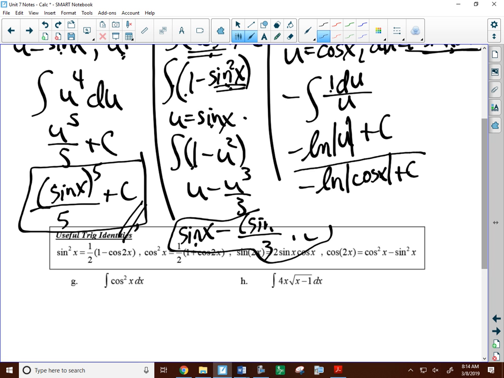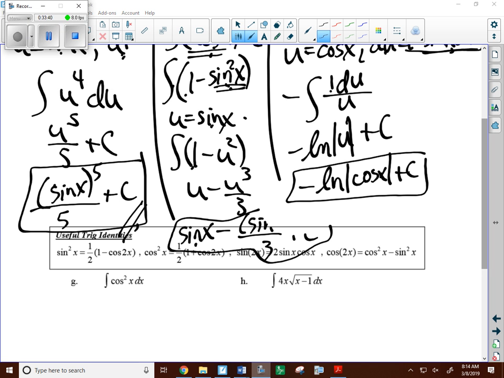That's it. The antiderivative of secant squared was tangent. The antiderivative of tangent is negative ln absolute value of cosine x plus c. This would also work for cotangent. Use the opposite and let u be sine. Same idea basically.